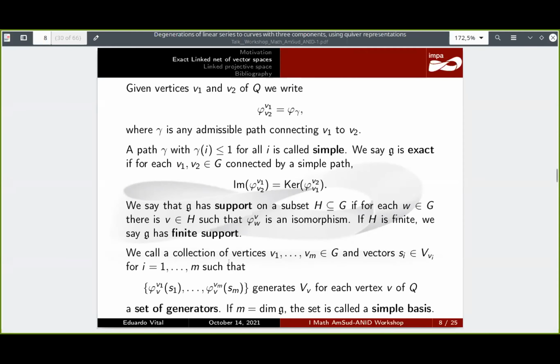Here is another definition. We call a collection of vectors s_i in V_{d_i}, for i from 1 to m, a set of generators if the images in the subspace V generate the subspace V for each vertex of Q. In the case where m is precisely the dimension of G, the set is called a simple base. It's like a vector space: you have vectors, we put them together in the same vertex, and if they generate this vector space, we call it a set of generators. If it's minimal, then you call it a simple base.